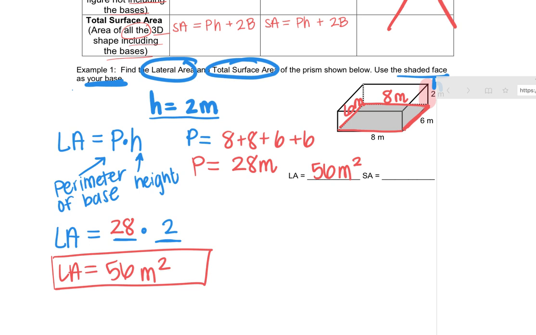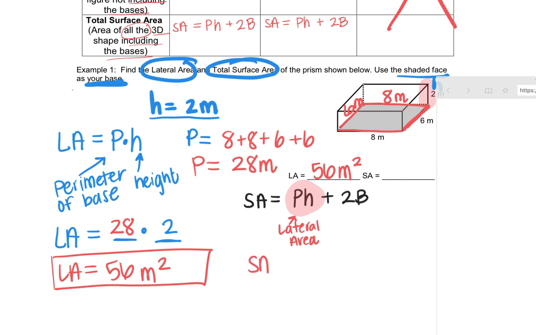Okay, but what about surface area? Let's put our formula for surface area of this rectangular prism. It says PH plus 2B. I want you to recall that PH is your lateral area. You already know lateral area, right? We did this just now. It's 56 meters squared. So if you know your lateral area, that's why I looked for it first, because it's going to help me find my total surface area.